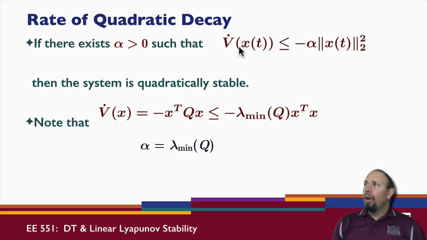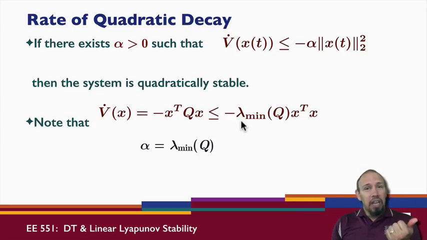Again, for any linear system, I can always find that my system is quadratically stable. So if it's asymptotically stable, it's exponentially stable, and it's quadratically stable. Any linear system.